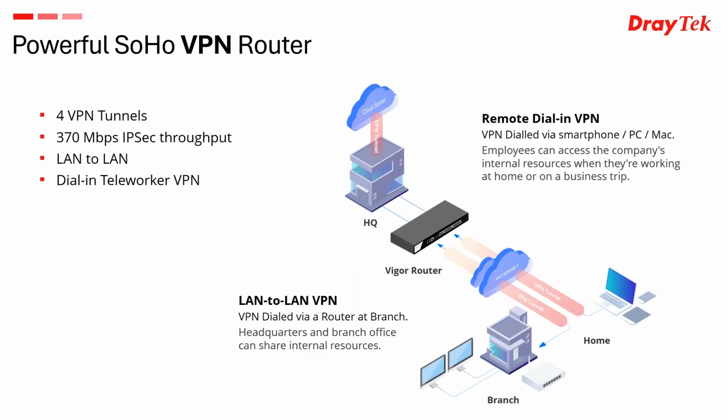Another section that is important, and that DrayTek routers are well known for, is the VPN. Again, no license for that. It just comes out of the box. We've got up to 4 VPN tunnels, up to 370 megabits per second IPsec throughput, and both LAN to LAN and dial-in teleworker VPN types are supported. So it's a great thing to use.